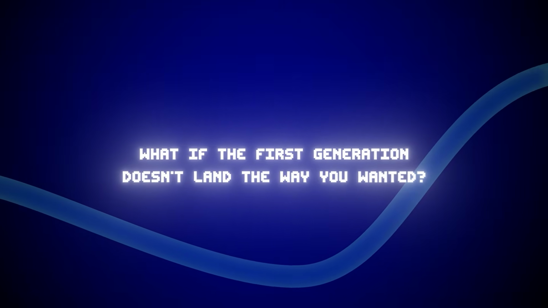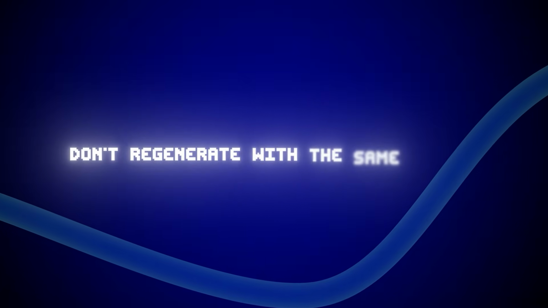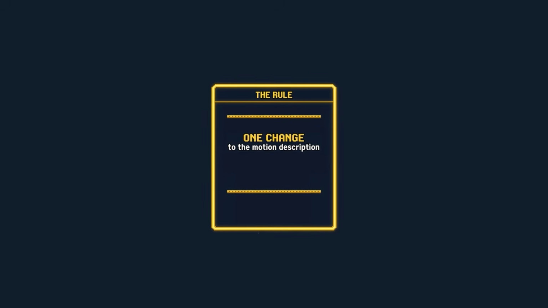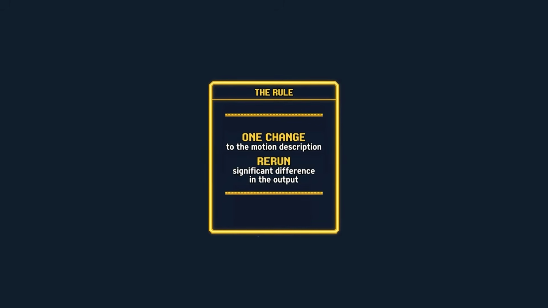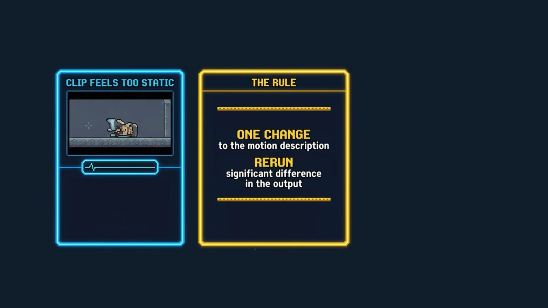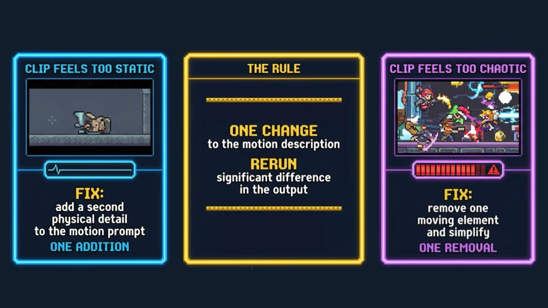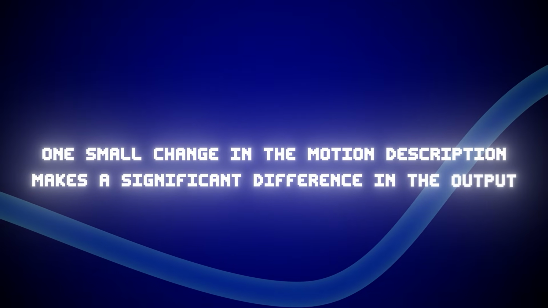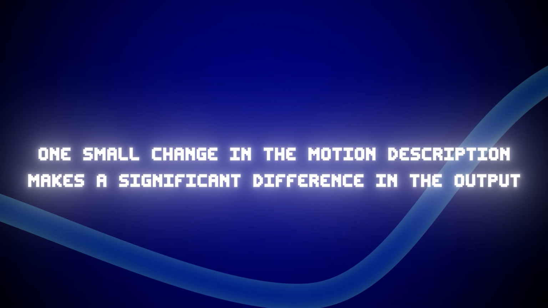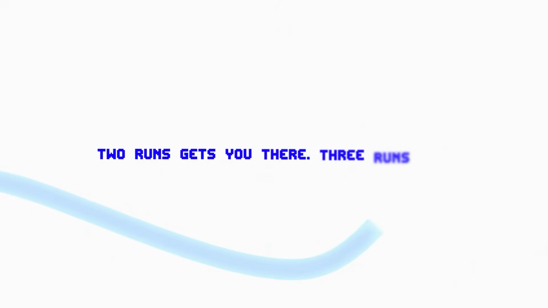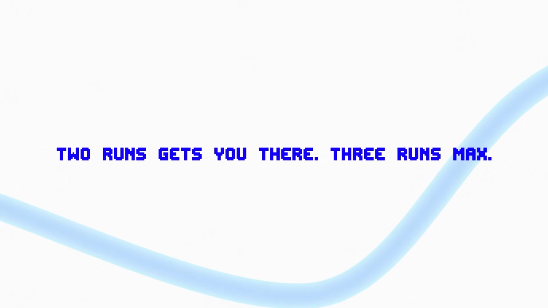Now, what if the first generation doesn't land the way you wanted? Don't regenerate with the same prompt. Adjust 1 element of the motion description and rerun. If the clip feels too static, add a second physical detail. If it feels too chaotic, remove 1 moving element and simplify. 1 small change in the motion description makes a significant difference in the output. Most of the time, 2 runs gets you there. 3 runs max.